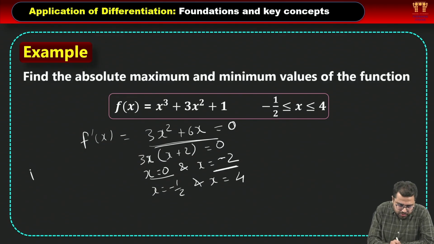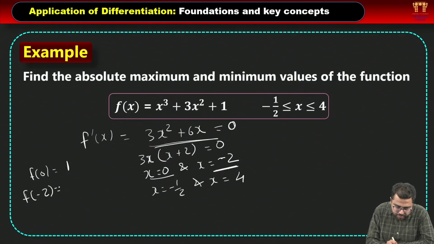So what is f(0)? You see f(0) is 1. Okay. And f(-2), what will I get? f(-2) is (-2)³, which is -8, plus 3 into (-2)², which is 4, plus 1. So what will I get? -8 plus 12 is 4, 4 plus 1, which is 5.